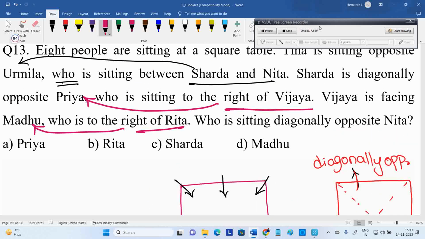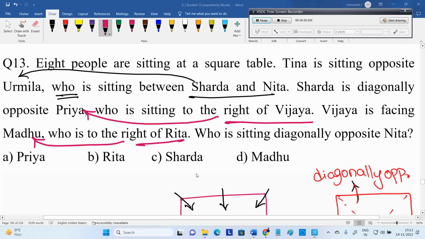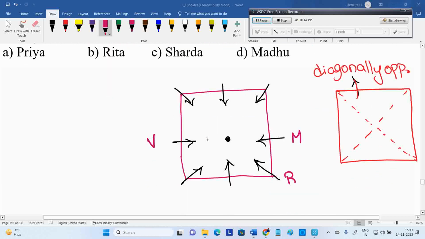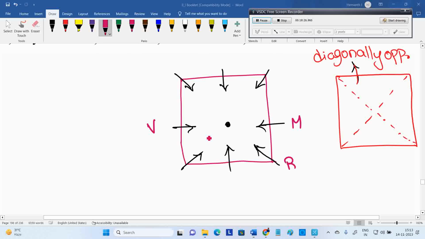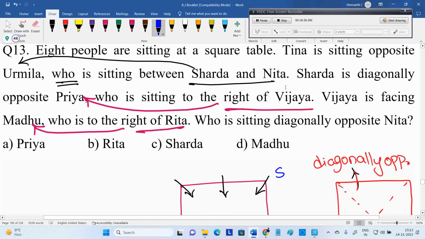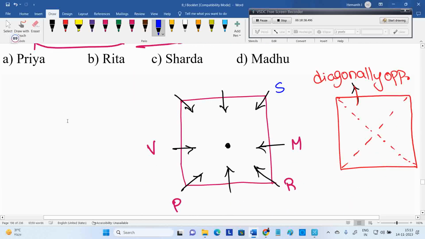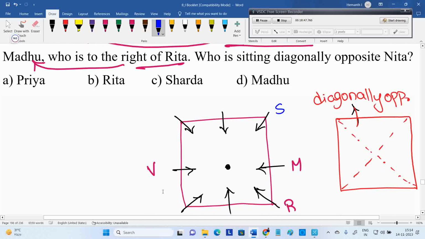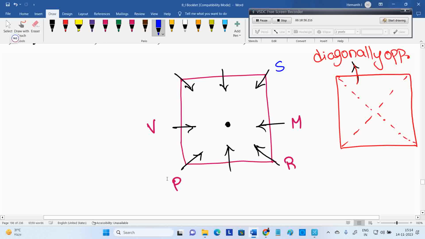Next one, Sharda is diagonally opposite to Priya. Priya is right of Vijaya. Vijaya's right side is Priya. Priya's diagonally opposite is Sharda. If you see the question, Sharda and Priya are diagonally opposite. When Priya is here, Sharda should be here. Diagonal opposite, fine. Priya is right of Vijaya. Okay, fine, that also is completed.